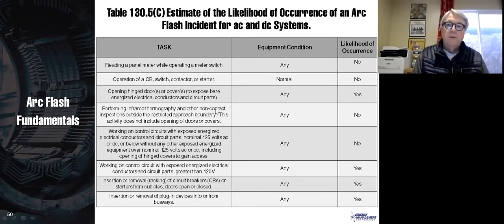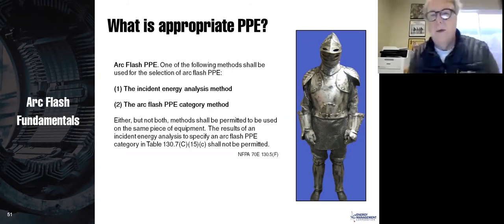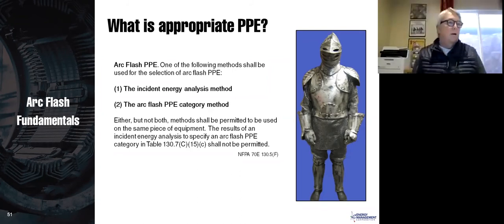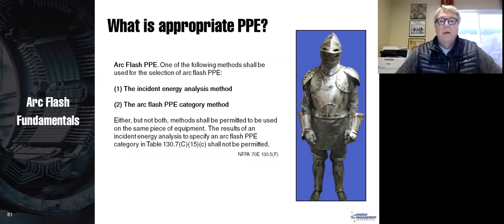Now, I've just put a few rows in here. This table is actually much longer than what you see on the screen. Okay, there's 2 ways to do this. There's the incident energy analysis method, and there's the arc flash PPE category. The one prior to 2015 was the arc flash PPE category. I'm going to call that the old method. The one 2015 and later was the incident energy analysis method, so I'm going to refer to that as the new method.